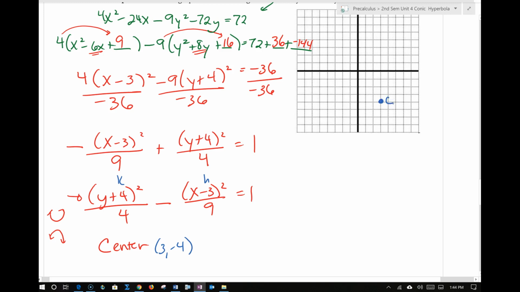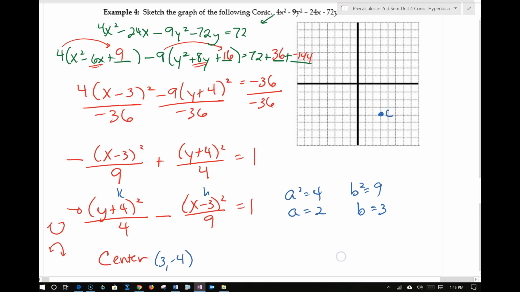Now, remember our vertices are found using a. A is the distance from the center to your vertices. And we're opening up or down, which means we're going to be going this direction or that direction, a. So what's a going to be? Well, a squared is always underneath the positive x or y squared, so it's under the positive y this time. And so we know a squared is 4, so a would be 2. We know b squared is going to be 9, so b would be 3.